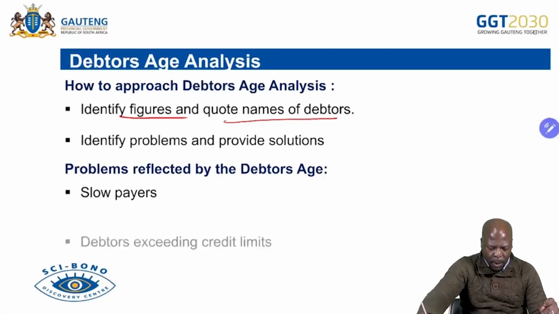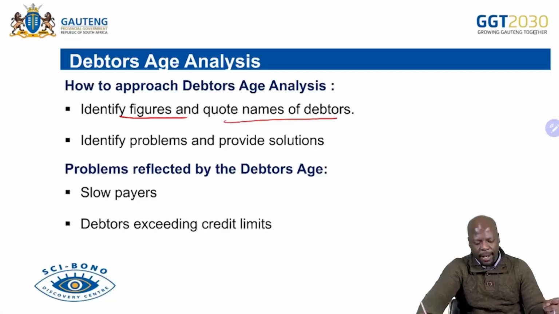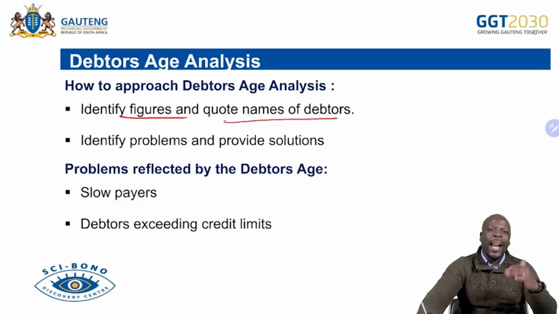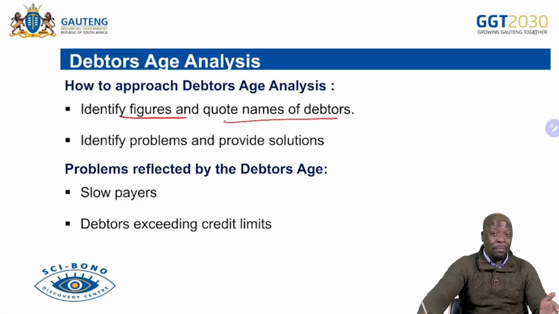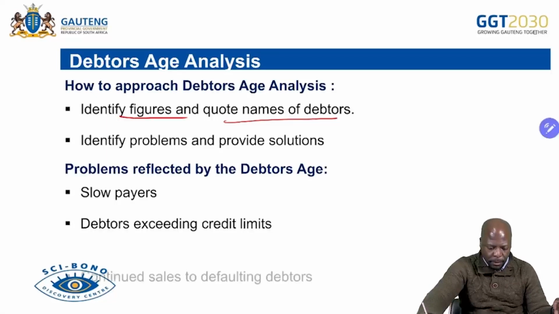What other problems can we talk about? Debtors who exceed the credit limit. A credit limit is the maximum amount that we allow a debtor to buy. For example, if we give a credit limit of 10,000, they can only buy up to 10,000. We don't allow them to buy beyond 10,000. That is their credit limit.